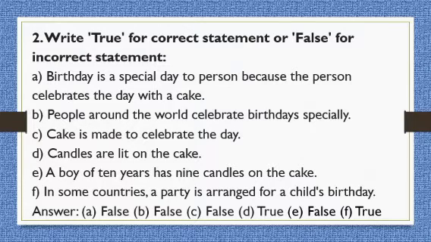Is it a correct statement? No, because in the passage we can see that there is one candle for each year of the person's life. So in that statement we can see that a boy of 10 years has 9 candles. No, this is not correct, because if the statement was that a boy of 10 years has 10 candles, that could be the true statement. But this is not true because the statement is not matching. Number F.